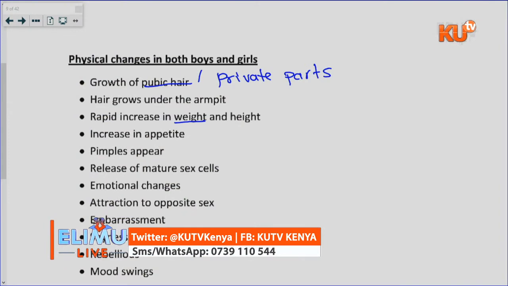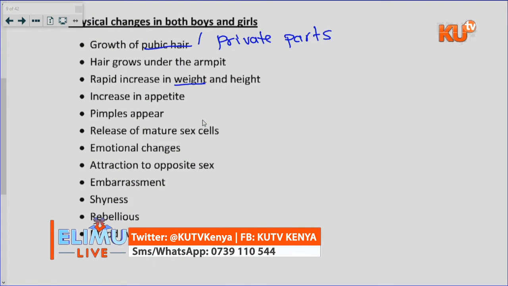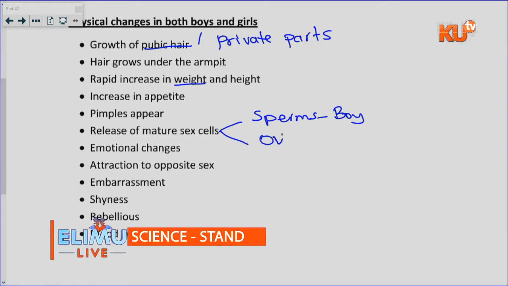So we also have pimples, which appear on the face for both boys and girls. Release of mature sex cells. The mature sex cells here, I'm talking about the sperms, and the sperms are produced by the boy child. And then we also have the ova, or the ovum in singular, and these ones are produced by the girl child. Then we have the emotional changes.